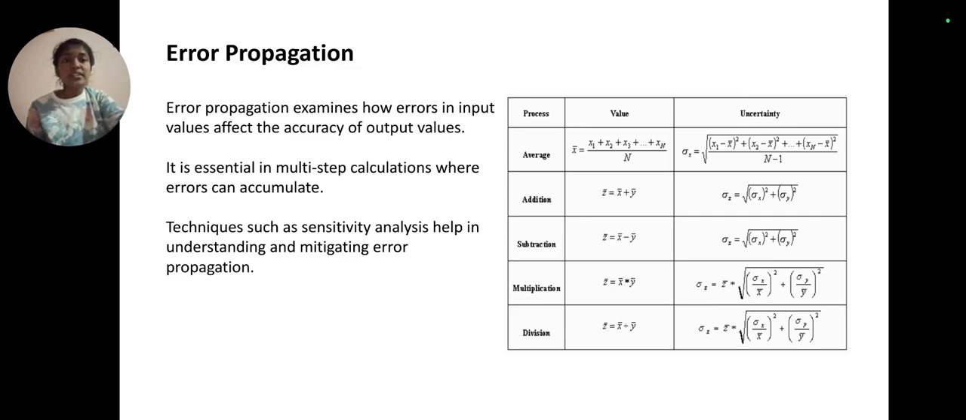How errors in input values affect the accuracy of output values. It is essential in multi-step calculations where errors can accumulate. Thank you.